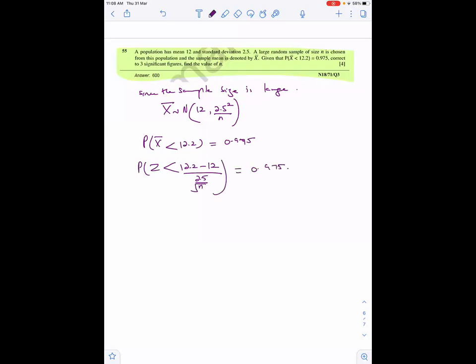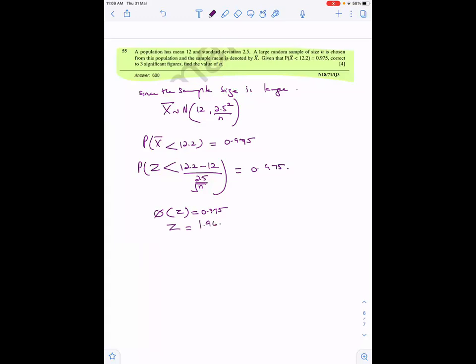Okay, let's first find out the value of z from here. Phi of z equals 0.975. So z is going to be, I'm using my calculator right now. I'm going to go with the new calculator. You have to go into the menu and then press 7. Then you go into inverse normal and in area you write 0.975. So the value of z is 1.96 here.